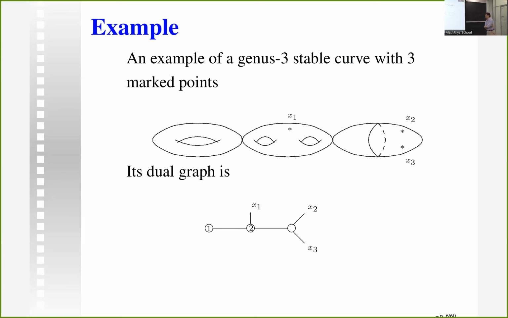So here is an example. This is an example of a genus 3 stable curve with 3 marked points, X1 to X3. So we have 3 vertices, that is, 3 irreducible components. Each vertex is represented by a small circle, and the number inside the circle represents the genus of each irreducible component. And we have 2 nodes, which give us 2 edges connecting these vertices. And the 3 marked points just give us 3 legs. So that's one way to see the dual graphs.